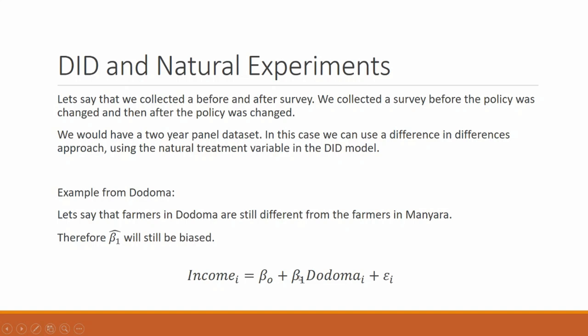But in this case, because our treatment group is not the same as our control group on average, we could run this regression, and before we would have gotten the ITT, but in this case, beta 1 hat would be biased.